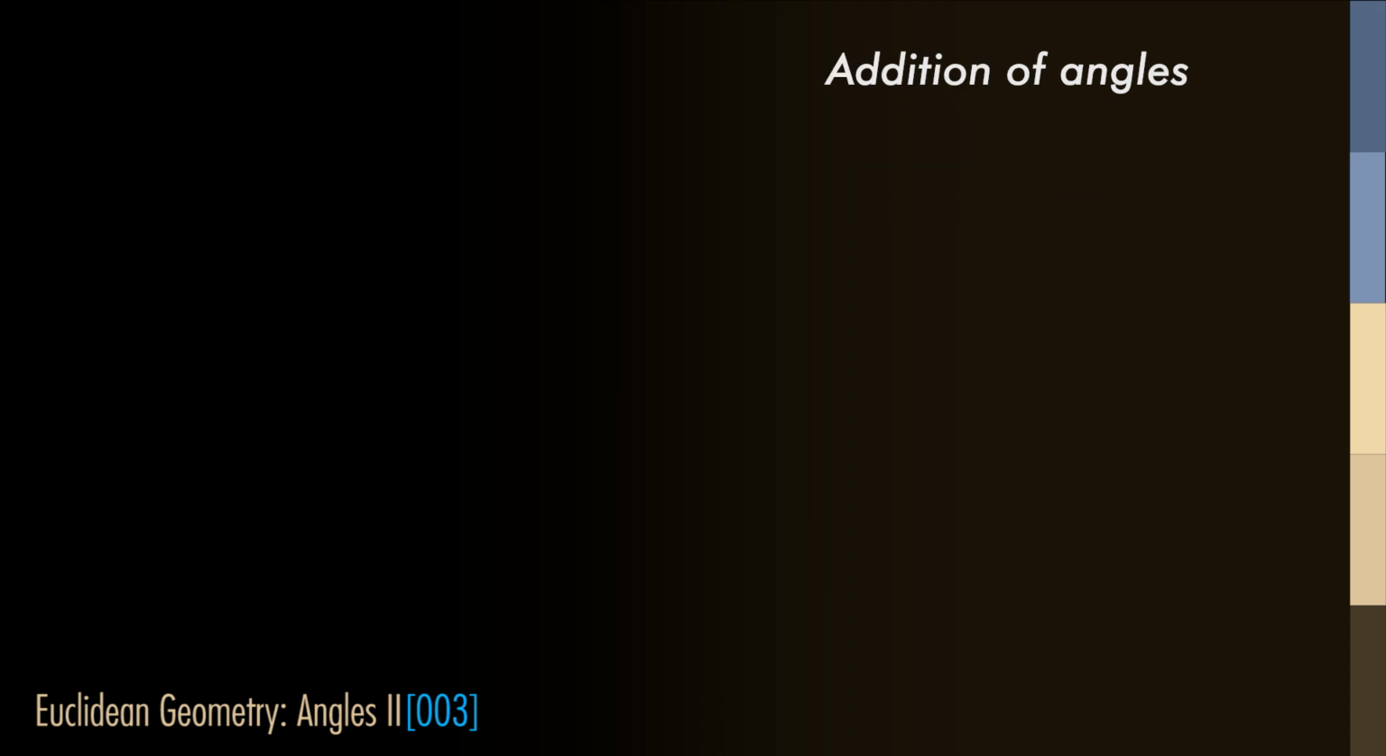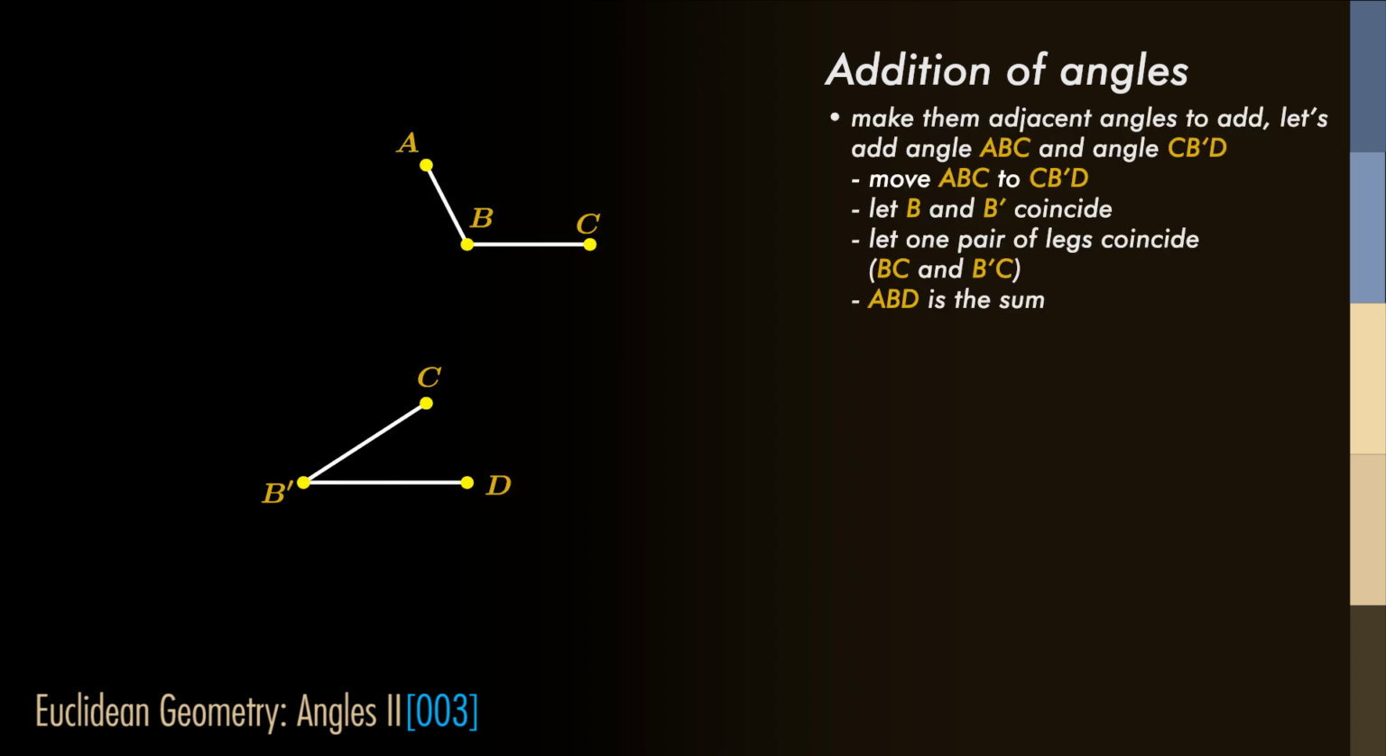We can add angles together. This is done by making them adjacent angles. Take for instance 2 angles, ABC and CB'D. By moving CB'D and having B' coincide with B, and make one of the legs a line, we get an angle ABD, which is the sum of the 2.